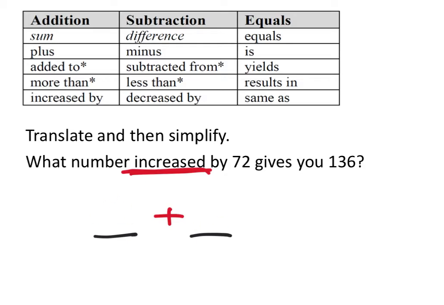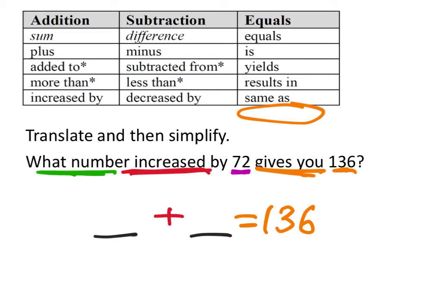So again, I've got 2 blanks here that I'll fill in. What number increased by 72? Okay, so we're going to take a number. What number increased by 72? And this is going to give us 136. Well, the last couple have been more direct. This one says it gives you 136, right? So something plus 72 gives us 136, which means that it's going to equal whatever that number is, which, of course, is the 136.